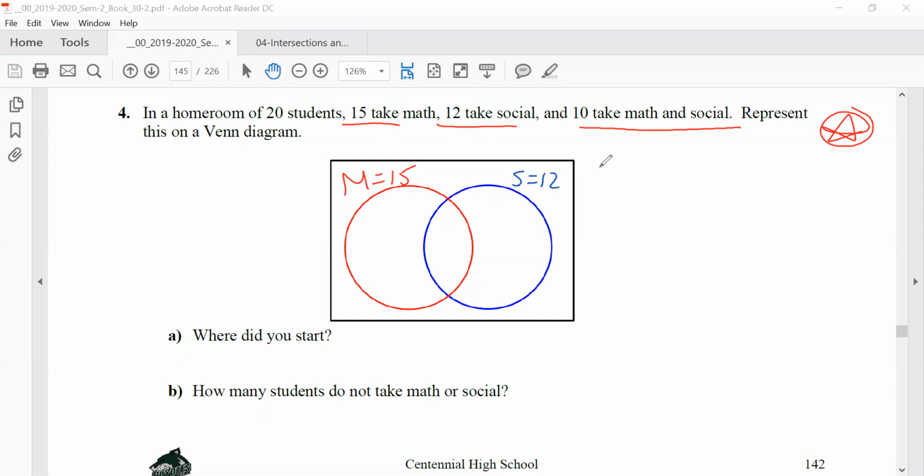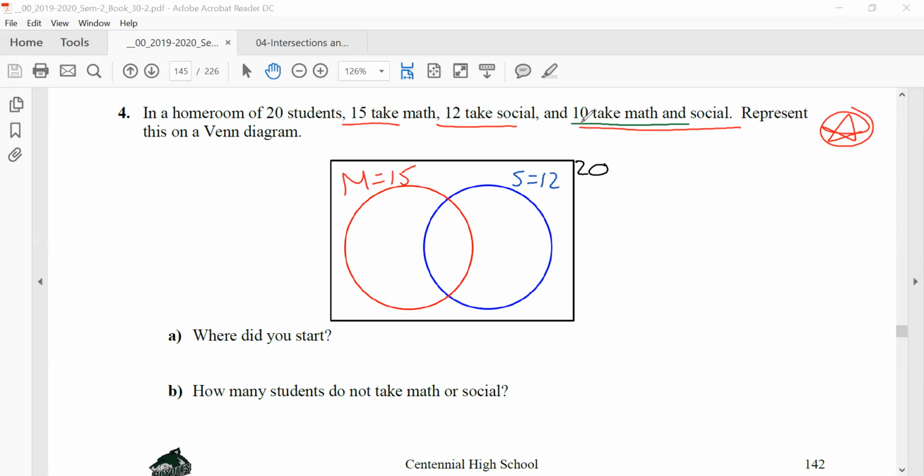Okay, notice what I'm going to do. I'm going to label my sets and I'm going to say M equals 15. So I'm saying to myself, okay, there's 15 students in math and there's 12 in social. I've got the 20 written on the outside to demonstrate that there's 20 people in my universe, which is my homeroom in this case. So how am I going to start drawing this thing? So it says 10 take math and social. I'm actually going to start here with the 10.